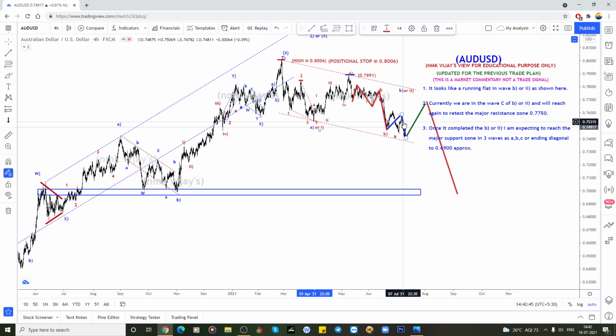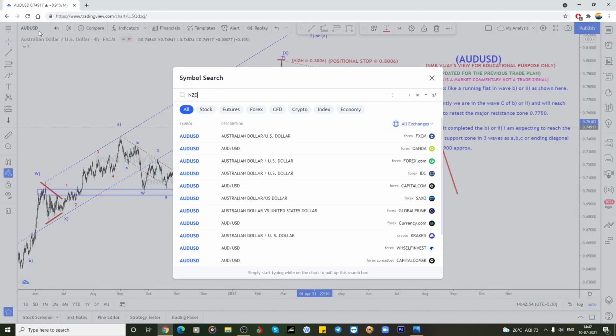I need the dollar to strengthen, so I will be on the sell side in all pairs against the dollar. Next, we will move on to the New Zealand dollar.